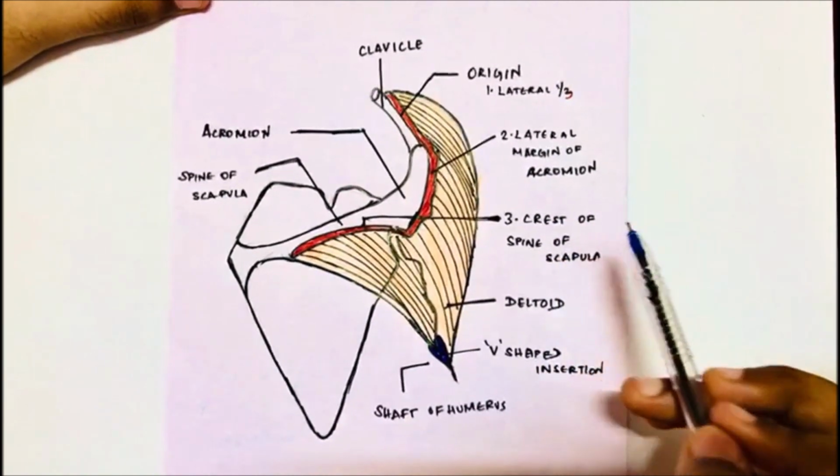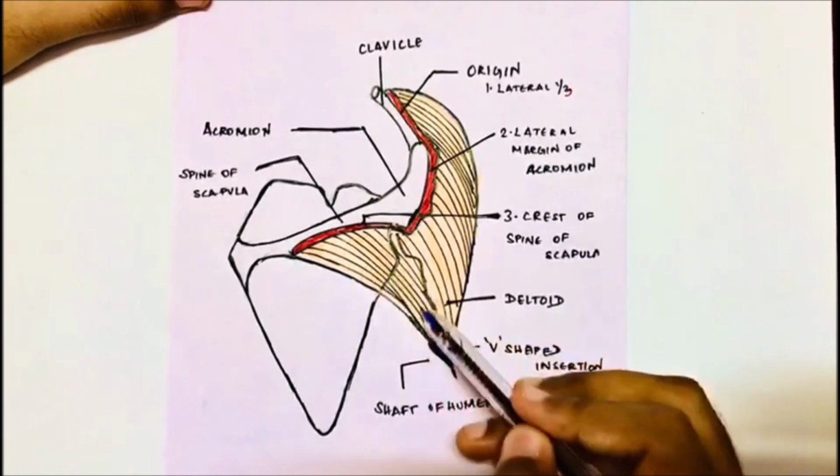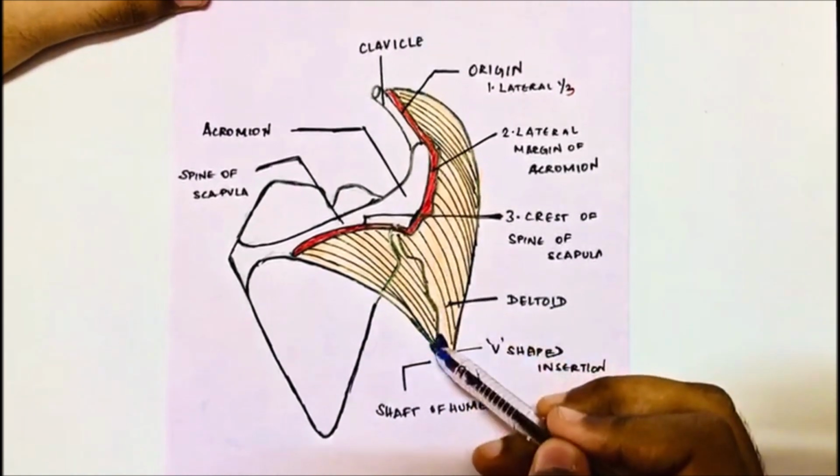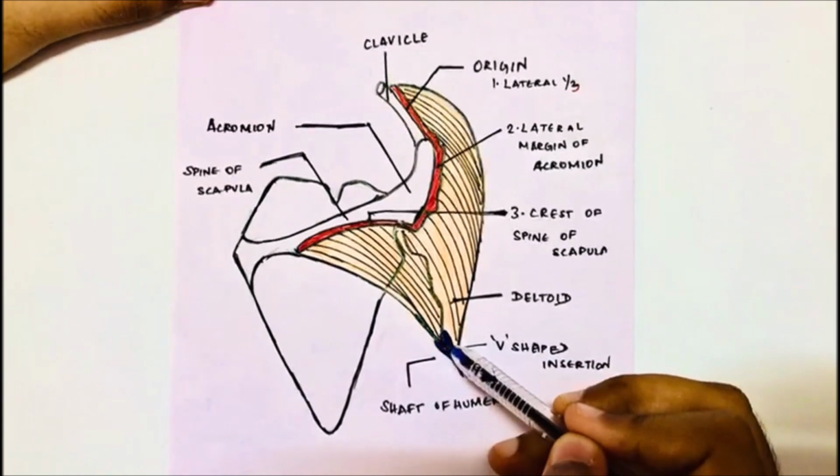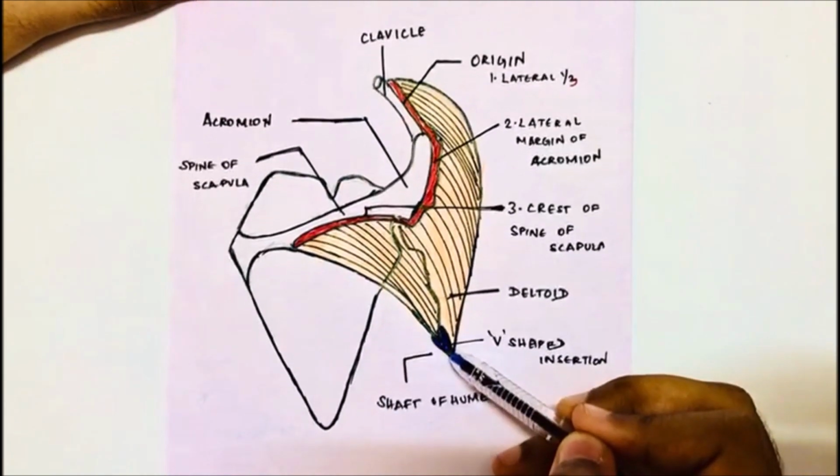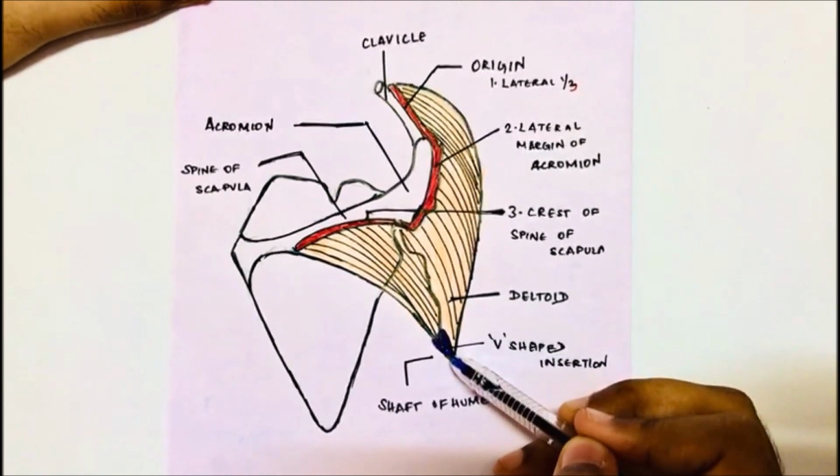Now let us move on to its insertion. The fibers converge inferiorly to form a short thick tendon which is inserted into a V-shaped deltoid tuberosity on the lateral aspect of the midshaft of the humerus.